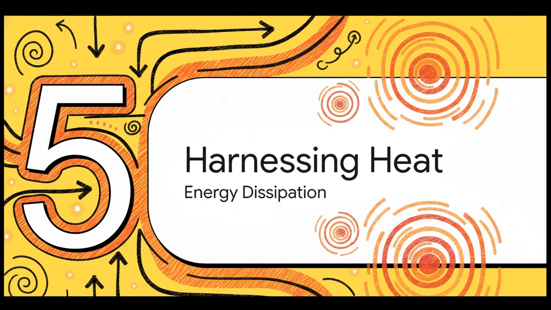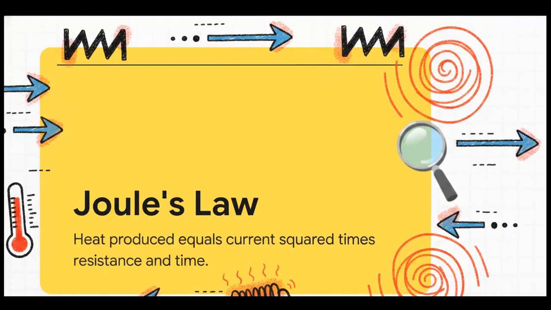Section 5. Harnessing heat. Energy dissipation. So what happens to all that energy once it pushes through the resistance? Well, that brings us to Joule's law, which introduces a fascinating, totally unavoidable reality. Heat produced is proportional to the current squared multiplied by the resistance and the time the circuit is active. Simply put, whenever current faces an obstacle over a period of time, heat is an unavoidable byproduct. You literally cannot have electrical flow through standard conductors without generating thermal energy.